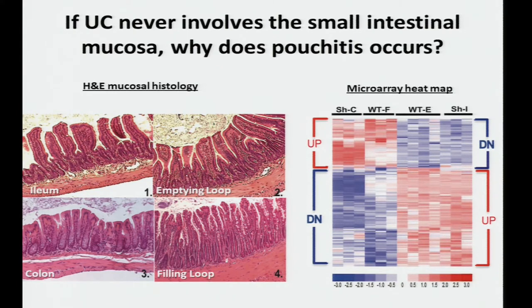So this is just to show you the normal colon in the mouse. And then with the filling loop, you see that the histology, with these elongated test tube-like crypts, resembles that which we see in the normal colon, whereas the emptying loop stays pretty much like the small intestine. And then the gene signatures are also very similar. That is, the filling loop is very similar to the colon, whereas the emptying loop is close to the ileum.